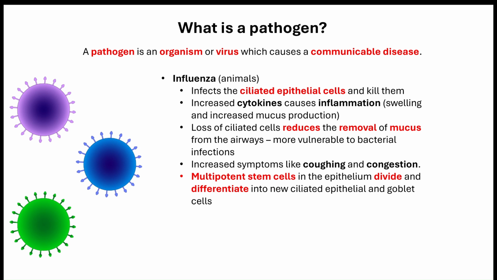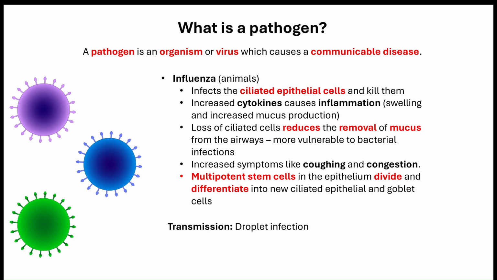So the important thing to note, again, this is where they could link it, is multipotent stem cells in the epithelium. Multipotent, they are stem cells that have the capacity to divide and differentiate, can produce new ciliated epithelial and goblet cells to replace those that are damaged. But it takes time, which is why you can suffer with the flu for a longer period of time, even though your symptoms seem to be lesser than they were originally, because it takes time to repair the damage that has been done. So this is where, again, they will do this interlinking.